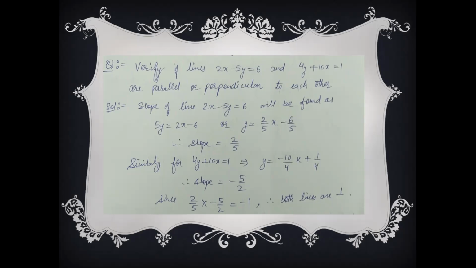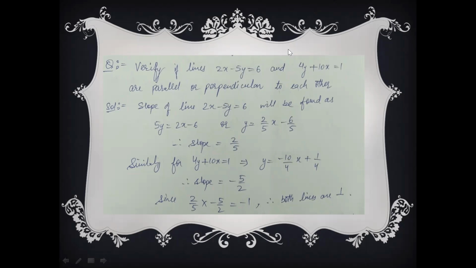So let's see. First, 2x minus 5y equal to 6. Make y the subject. We get y equal to 2 by 5 x minus 6 by 5. This is what we get. So the slope is 2 by 5.